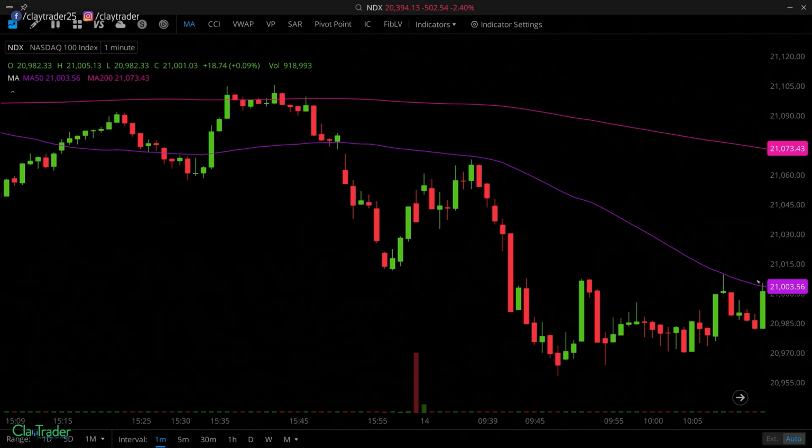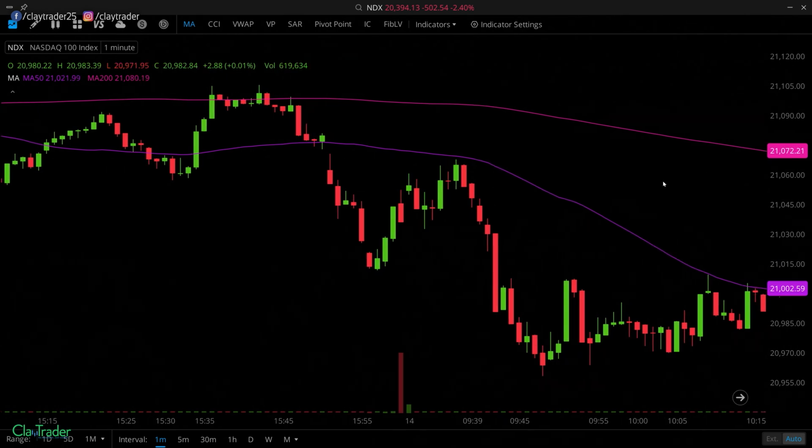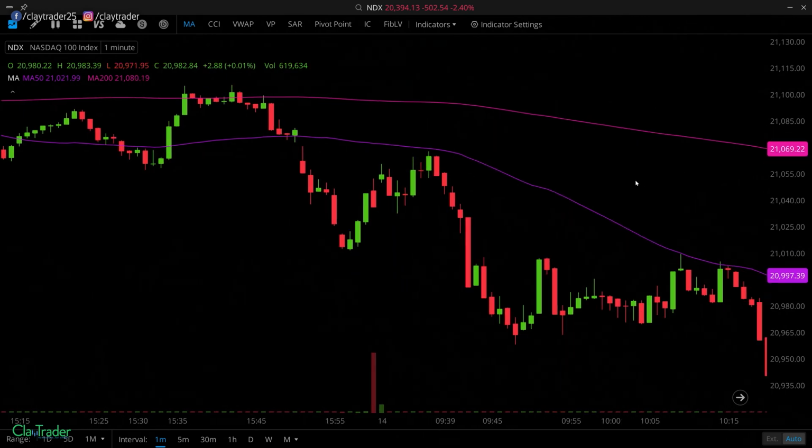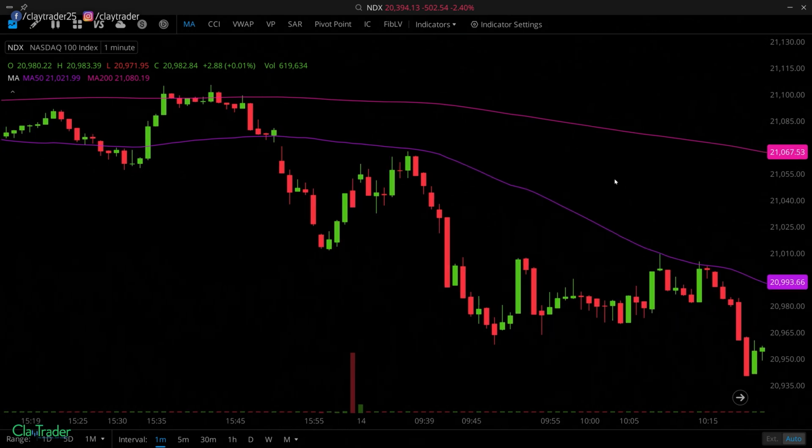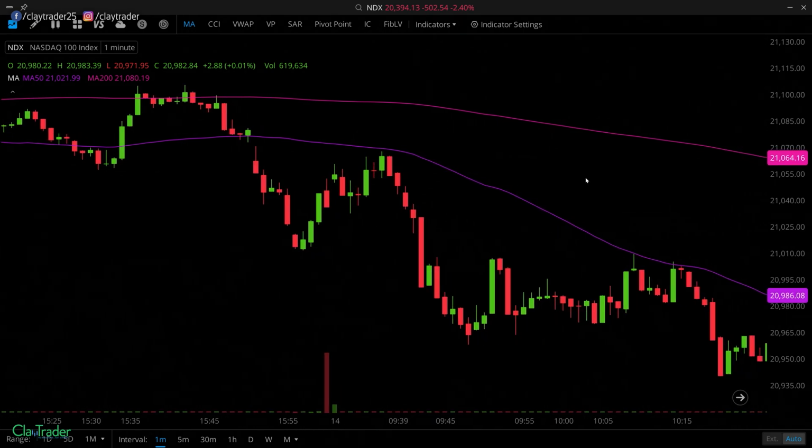Now it does go slightly above it, but that's why you've got to always give things a little bit of wiggle room. But now the question is, will it get rejected again? Is this going to act as resistance for a third time? And you can see right there, again, check out that move. Would have been another beautiful move.